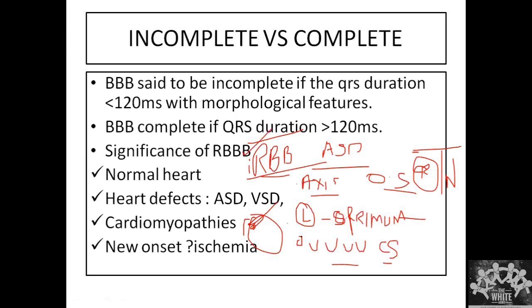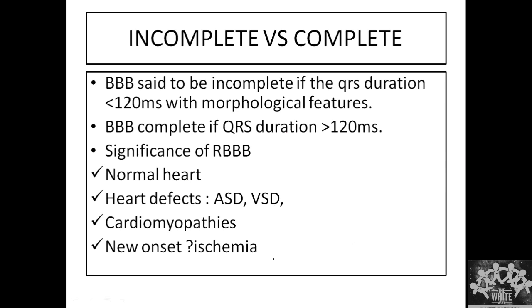So you look at the axis. If it is a normal or right axis deviation, it will be mostly an ostium secundum ASD. If there is a left axis deviation, most probably an ostium primum ASD. If it is having an inverted P wave, so somewhere a problem at the level of the atria, so coronary sinus ASD or sinus venosus, you can take it there. So that is about ASD.